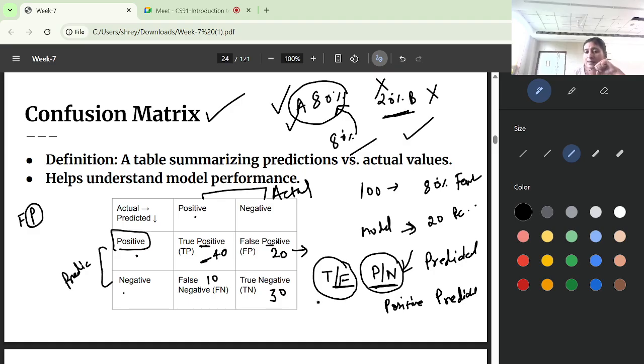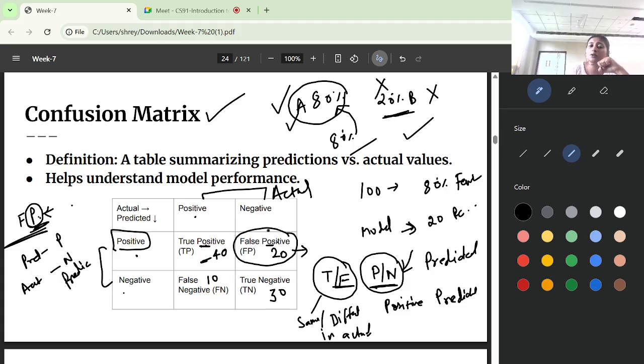True means same, false means different in actual. So for false positive, first, it is predicted as positive, but written as false means it is not positive in the actual sense. So predicted it is positive, actual it is negative. So you can find out that this is false positives.